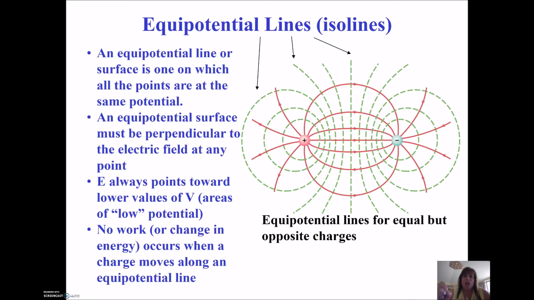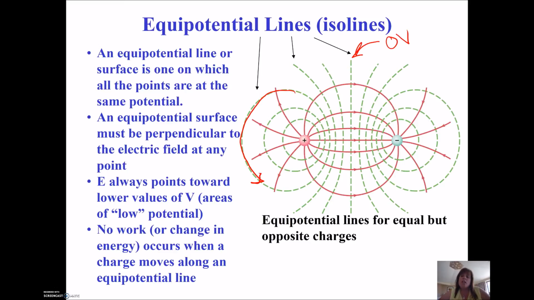So if I take a charge and move it anywhere along here, I'm not changing the electric potential energy, so there's no work being done. This diagram here, which I want you to draw for your equipotential lines, is for equal but opposite charges. If we do kQ over r plus kQ over r, but this one's negative and that one's positive, here in the center we're going to get a value of 0 volts. So that is a 0 point.